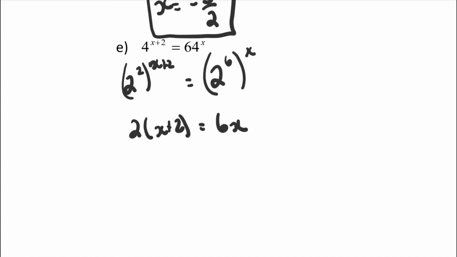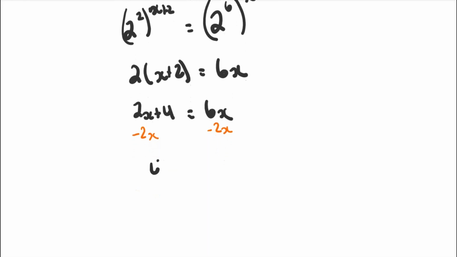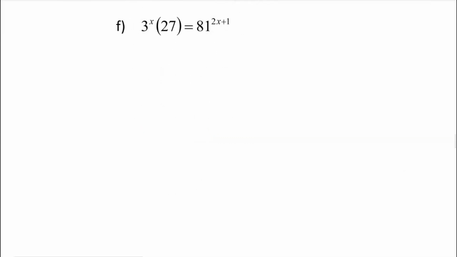Okay, so if we were to expand the bracket, we would get 2x plus 4 is equal to 6x. If we were to move the 2x onto the other side, so again, if you can't see that, I'm going to minus 2x here. Okay, and now I would get 4 is equal to 4x, which means that x must be 1.